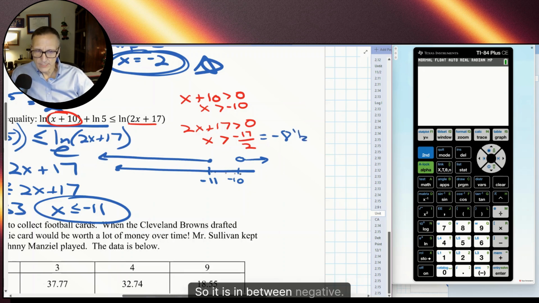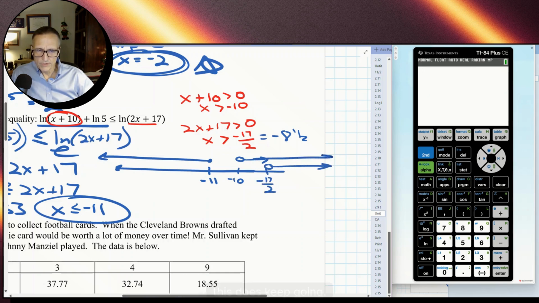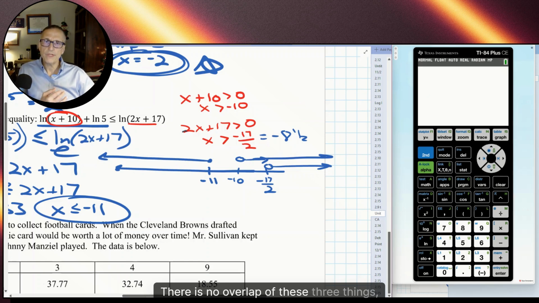So it is in between negative... Well, it's even further to the right. It's over here, negative 17 halves. And notice this does keep going. There is no overlap of these three things, right?